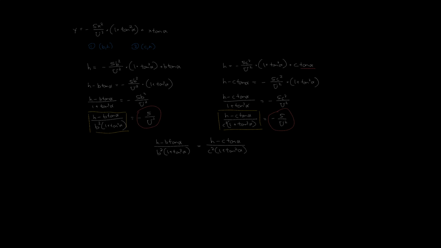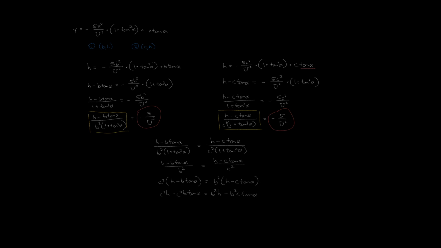So in that case, we're going to have (h minus b tan alpha) over b squared is equal to (h minus c tan alpha) over c squared. Let's get rid of the fraction by multiplying both sides by b squared c squared. So then we have c squared (h minus b tan alpha) is equal to b squared (h minus c tan alpha). Now let's expand. c squared h minus c squared b tan alpha is equal to b squared h minus b squared c tan alpha.